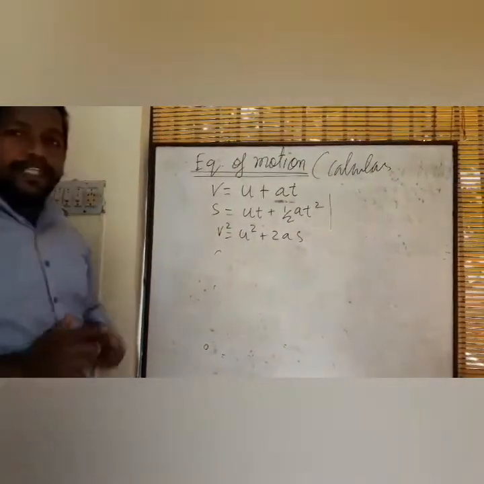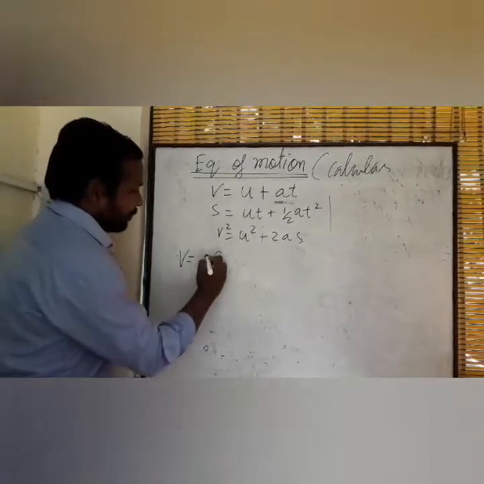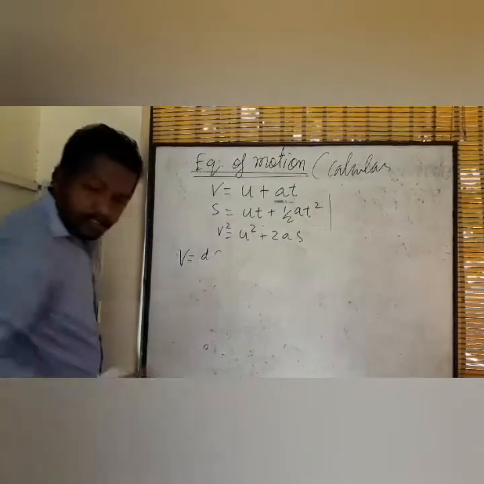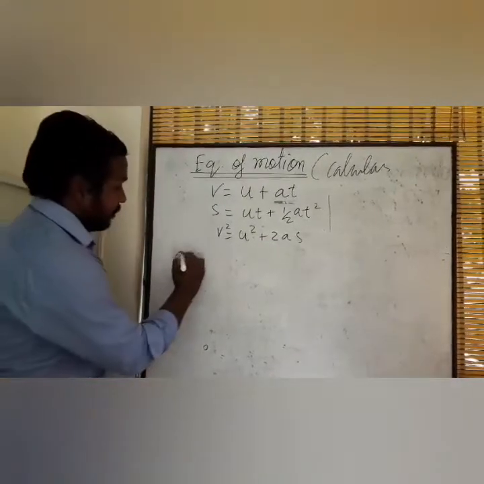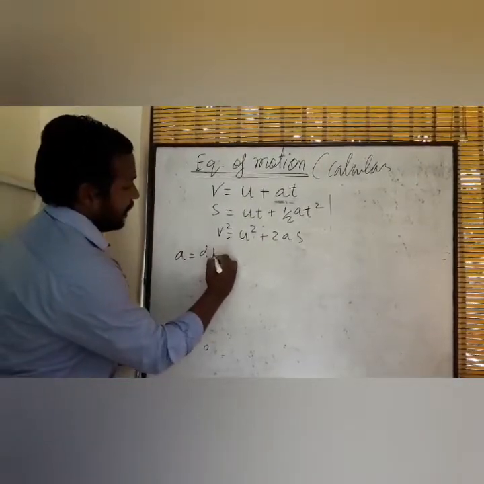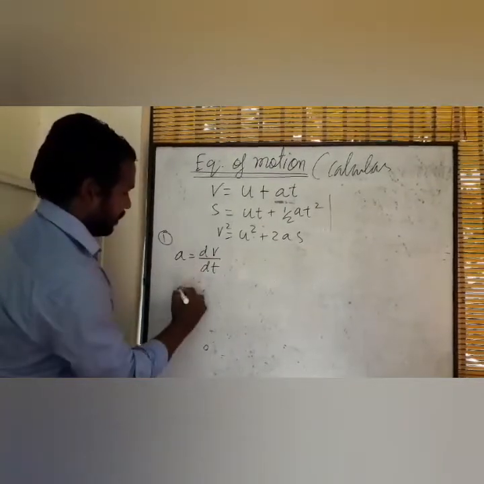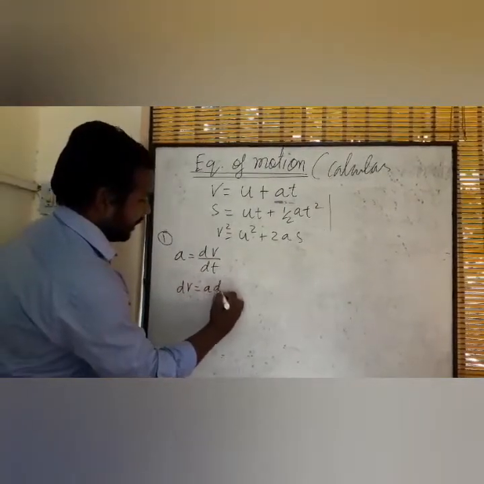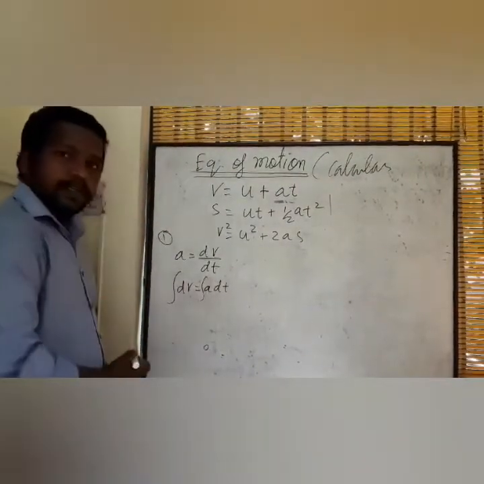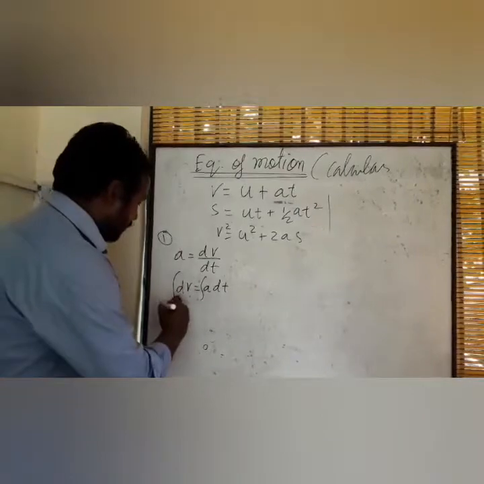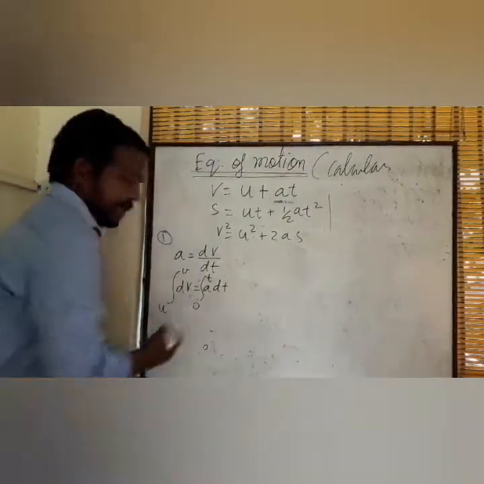First I am going to solve the first equation of motion. We start from the first equation. a is equal to dv by dt, so dv is equal to a dt. Integrate on both sides. The velocity goes from initial velocity to final velocity, and the time goes from initial time to final time.